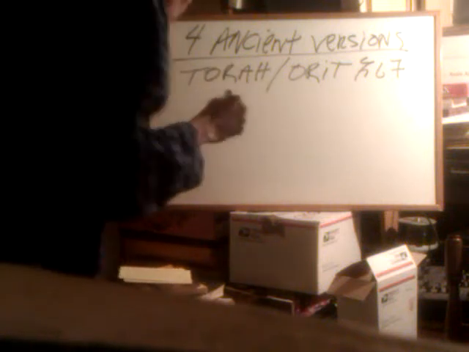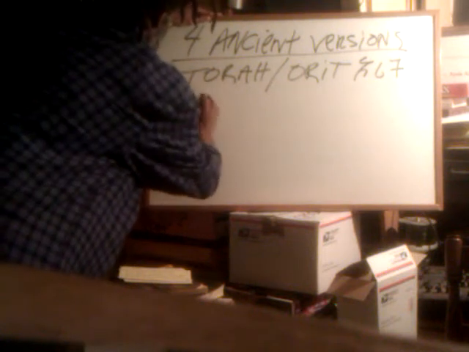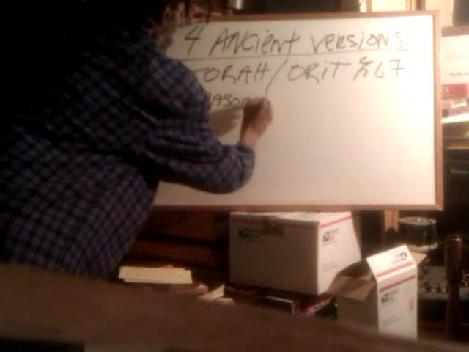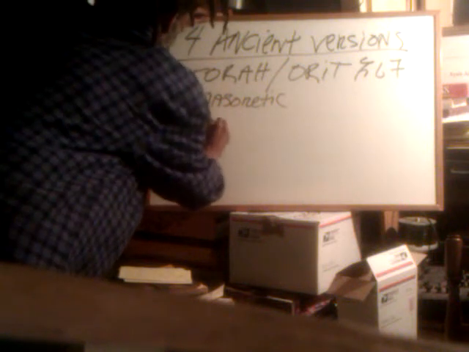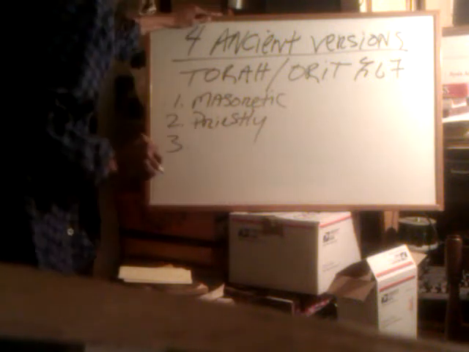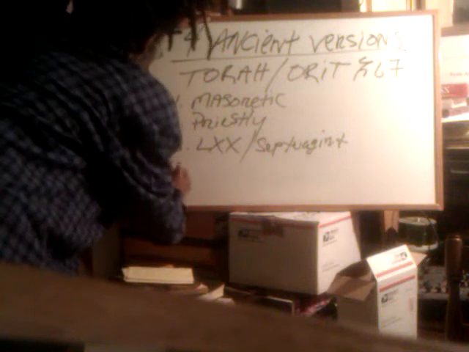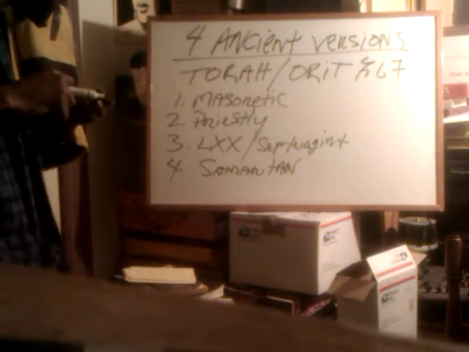First of all, there is what is known as, we already discussed, let's just put this here, the Masoretic. There is the priestly, what's known as the priestly. Then there is what's known as the Septuagint, or what's called the LXX. And then there is the fourth, which is called the Samaritan. Okay, these are the four ancient Torahs right here.